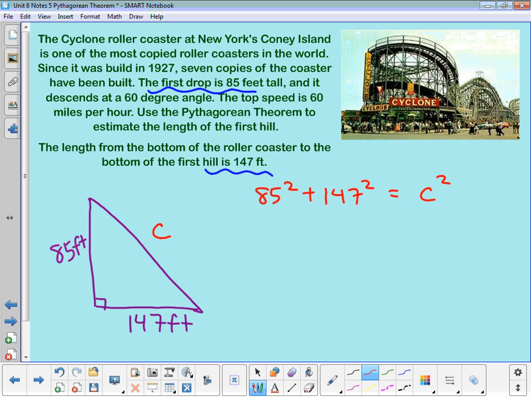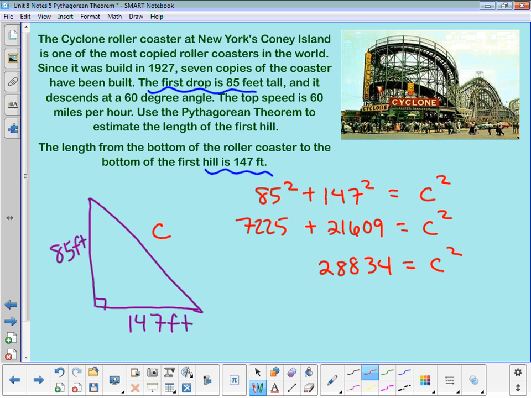I can plug all that into my calculator. 85 squared is 7,225. 147 squared is 21,609. And C squared there. Adding them together, I get 28,834.